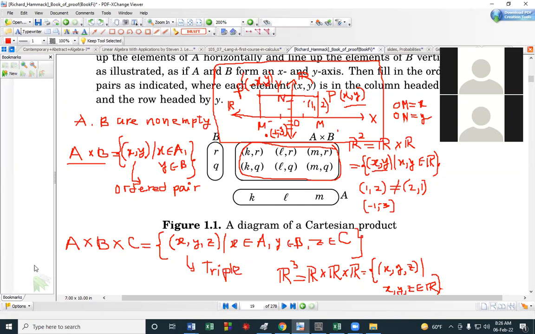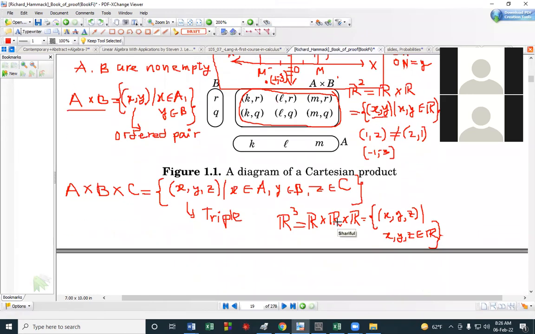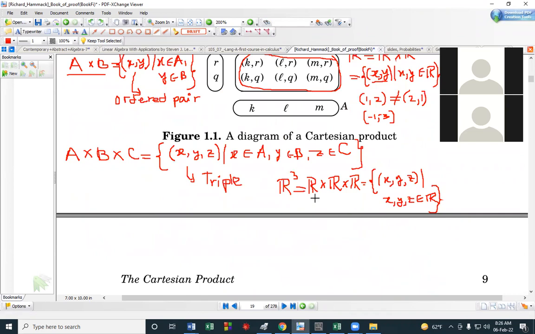So the Cartesian product is really a useful construction from a mathematical point of view. Especially, you have seen a geometric object, which is a plane, is represented by the Cartesian product of two copies of the set of real numbers. So now you can interpret three copies of R, the Cartesian product of three copies of R. What should this set represent geometrically? Do you have any idea?